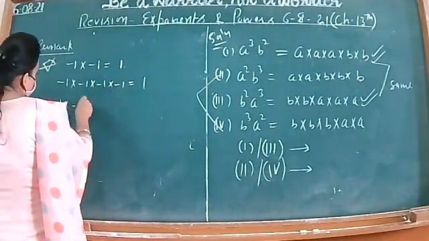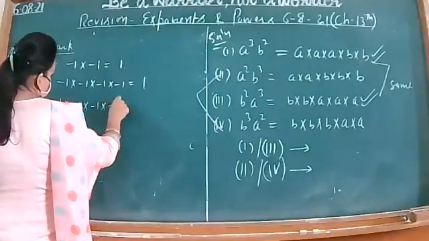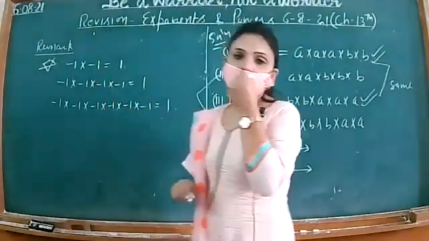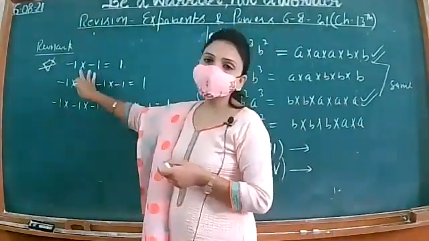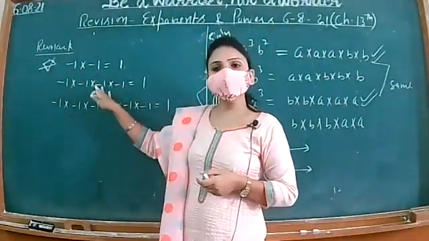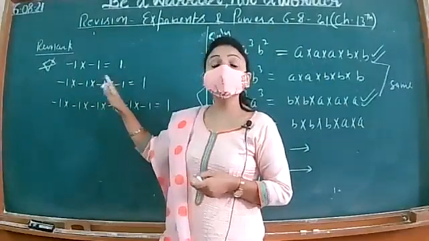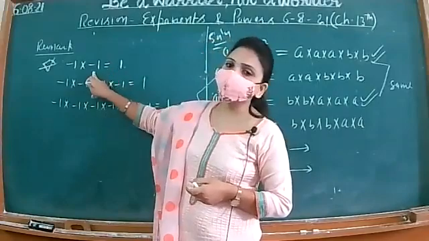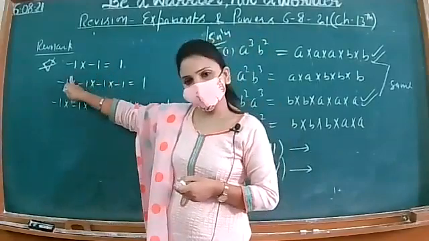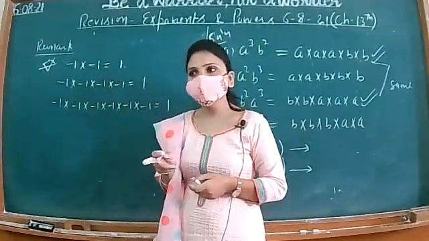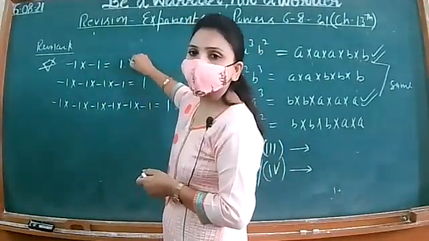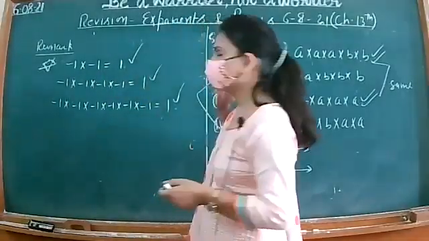If I multiply -1 6 times, answer is again 1. That means 2 is an even number of times, 4 is an even number of times, 6 is also an even number of times. That means when we multiply the negative sign, minus or negative sign, an even number of times, answer is always what? 1.